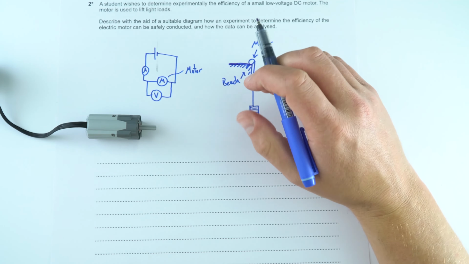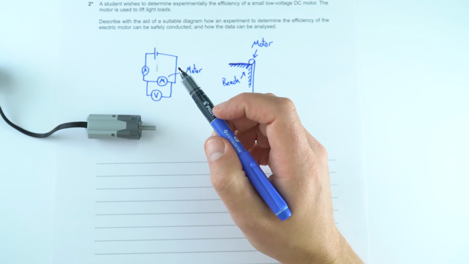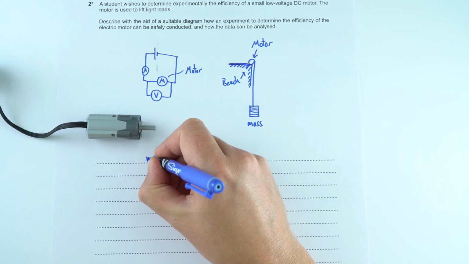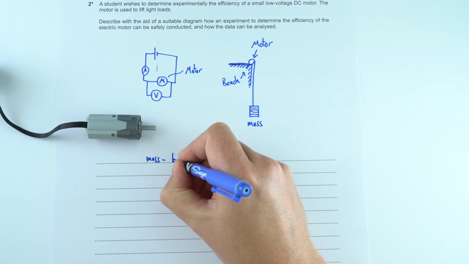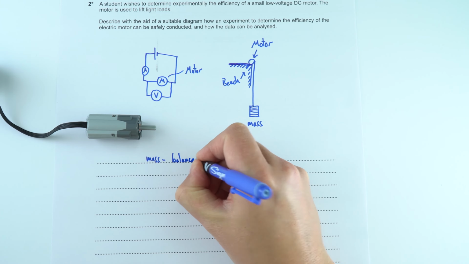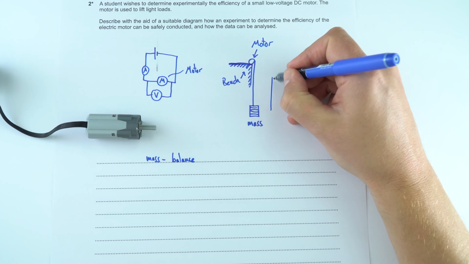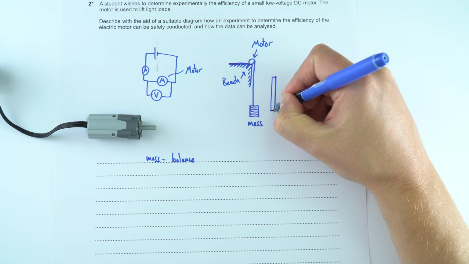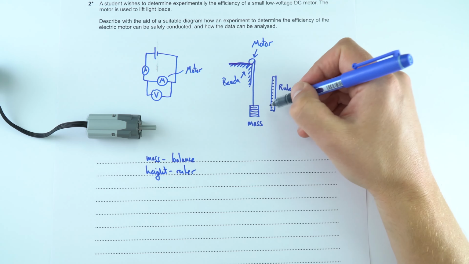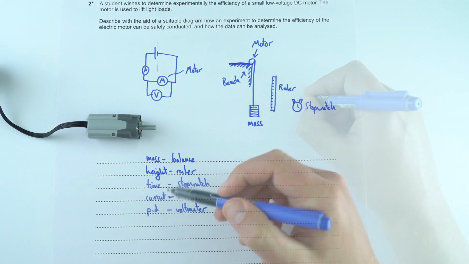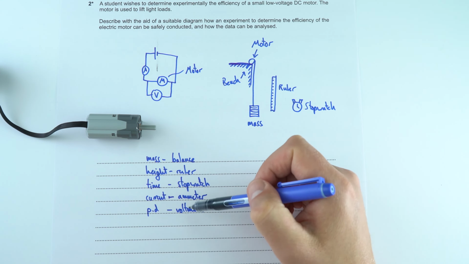So what we can do is we can take some measurements. So for example, we might measure the mass using a balance, or a mass balance. We can look at things like the height that this goes through using a ruler, and we can time how long it takes to go up a certain distance using a stopwatch. And current and PD can be measured with ammeters and voltmeters.